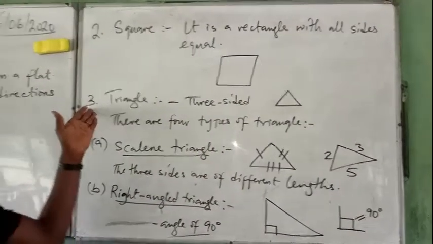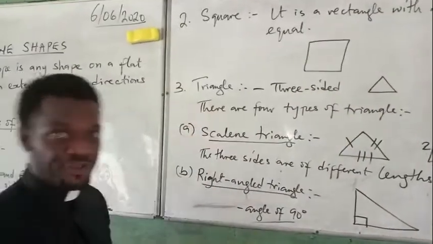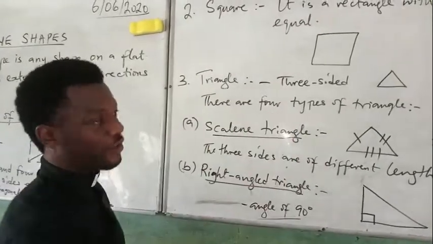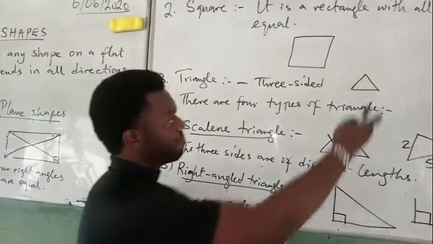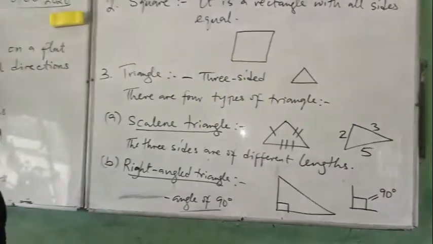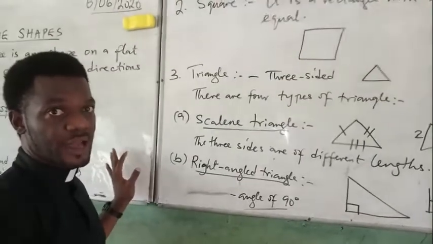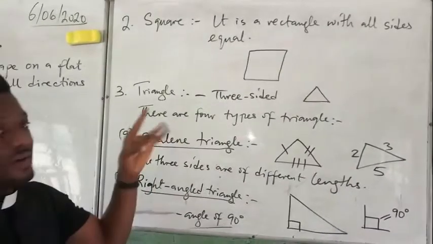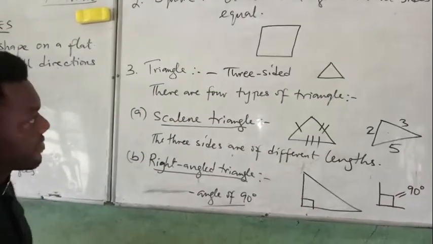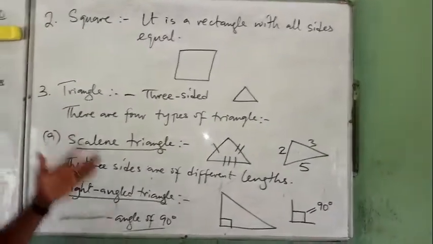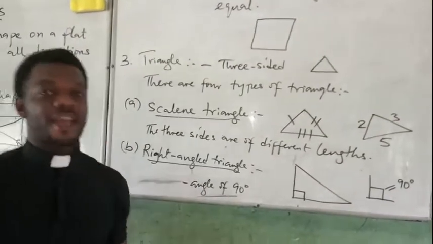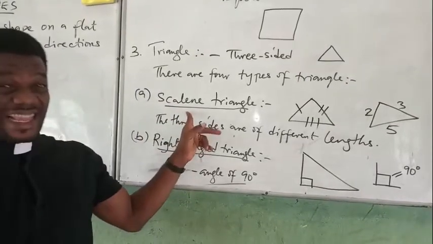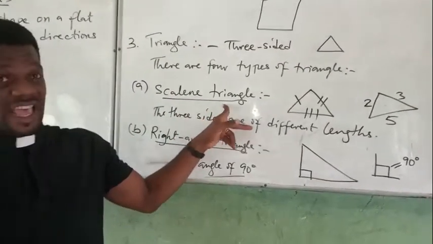Now we move to triangle. Triangle is a Latin word. 3-sided. Triangle, meaning a plane shape with 3 sides. The first one we discussed, rectangle, has 4 sides, square has 4 sides, but triangle has 3 sides, a 3-sided plane shape. Now there are 4 types of triangle. The first type of triangle is what we call the scalene triangle.